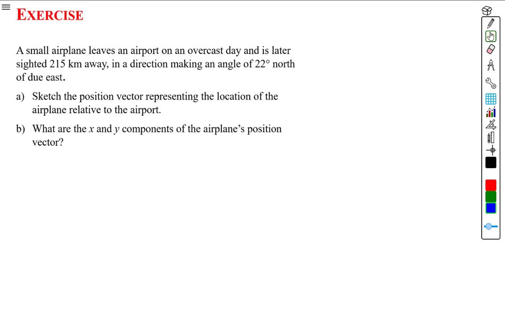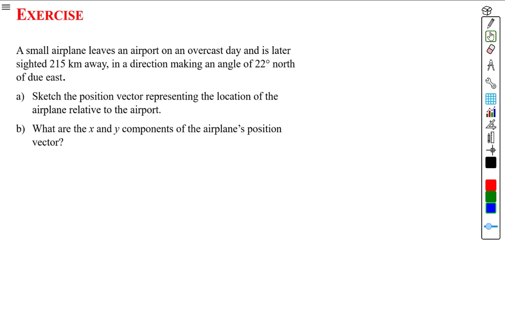A small airplane leaves an airport on an overcast day and is later sighted 215 kilometers away in a direction making an angle of 22 degrees north of due east. Sketch the position vector representing the location of the airplane relative to the airport, and what are the x and y components of the airplane's position vector?